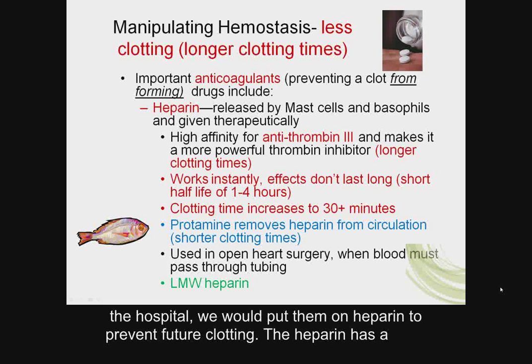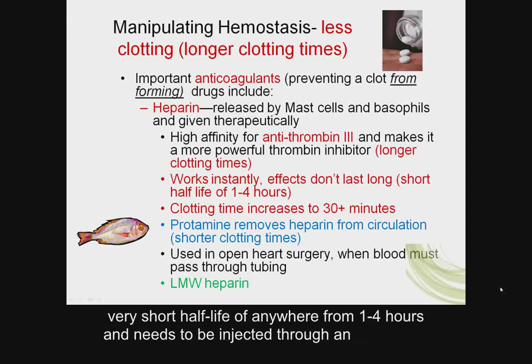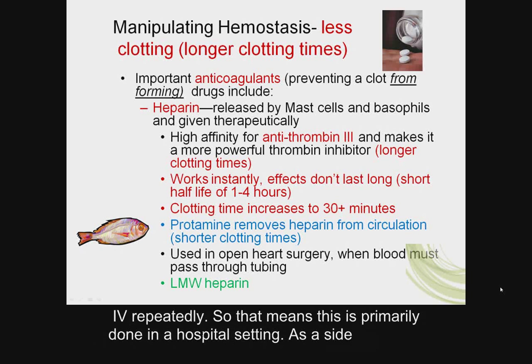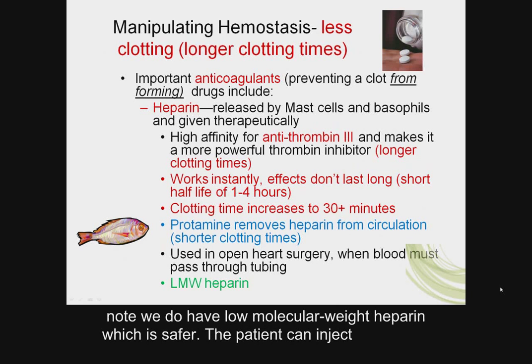It's after that, while the patient's still in the hospital, for example, that we would put them on heparin to prevent future clotting. The heparin has a very short half-life of anywhere from 1 to 4 hours and needs to be injected through an IV repeatedly. So that means this is primarily done in a hospital setting.